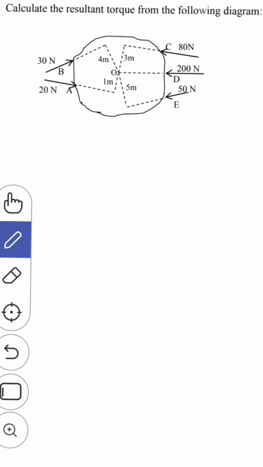Hello friends, so we are going to see one question that is related to force and moment of force, which is also called torque. In this torque question we are given a simple figure in which different forces and their perpendicular distances from the axis of rotation, or the point about which we have to calculate the total moment, are given.